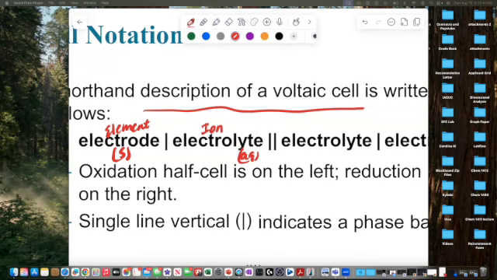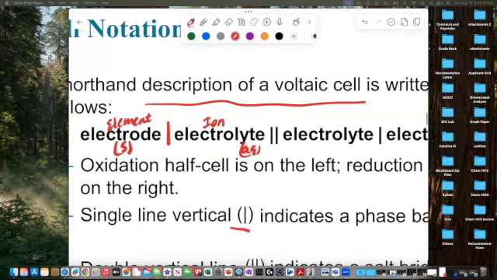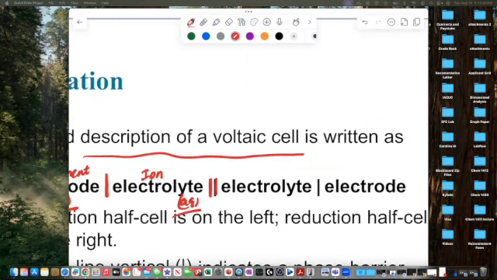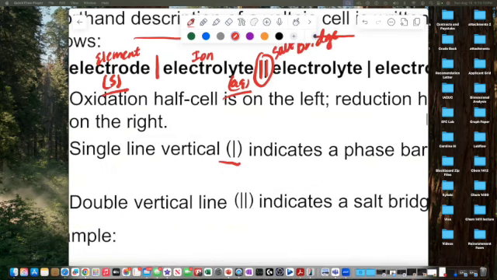And then you have this vertical line here. The single vertical line indicates the phase barrier, just saying that the chemical on the left and the one on the right are at different physical states, from solid to aqueous. They're going to look different. Then you have the two vertical lines. This is showing you that you have crossed from the oxidation side to the reduction side. So that indicates the salt bridge, and it also indicates you cross from one side to the other.